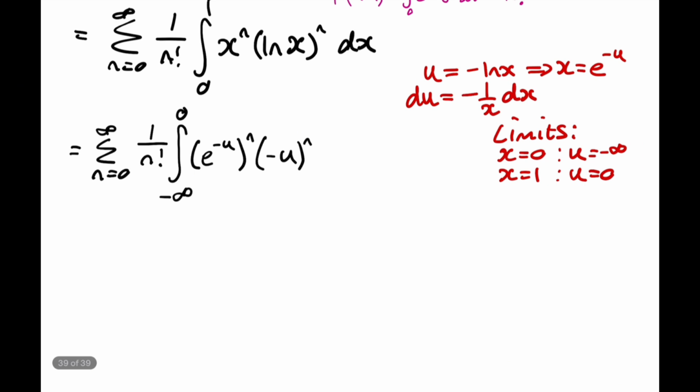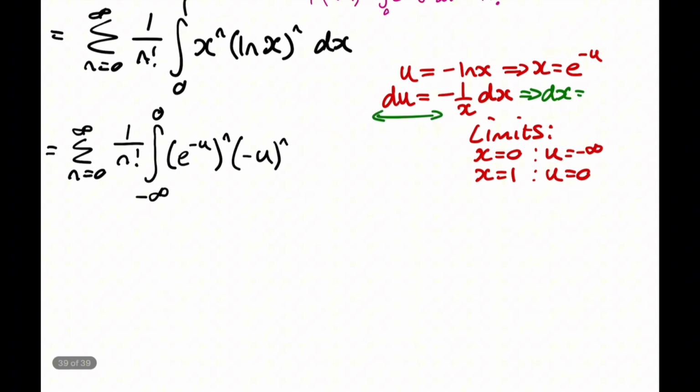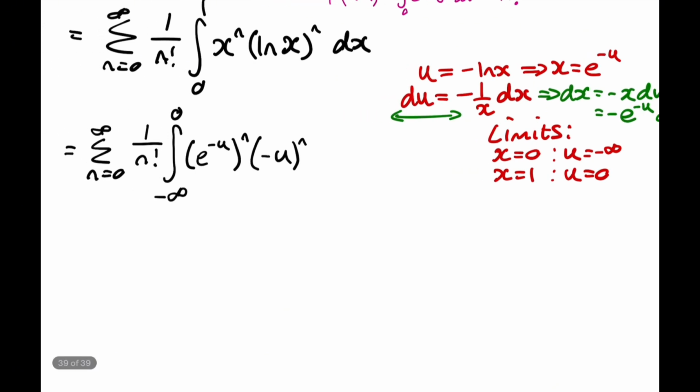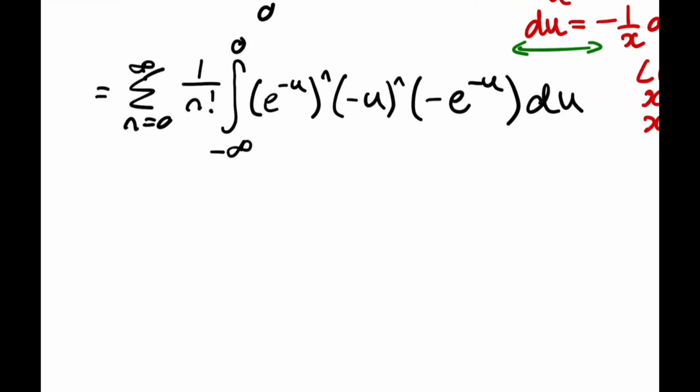And then we've got this dx to sort out. Well, we know what dx is from this. So from this, we can say that dx is equal to, if we times up by the x and move the negative across, negative x times du. And what did we say x was? We said x was e to the power of negative u. So this is negative e to the power of negative u du. That's what dx is. So let's substitute that in as well. So we've got negative e to the power of negative u times du. There we go. Let's tidy up a bit because it's not tidy in the slightest.